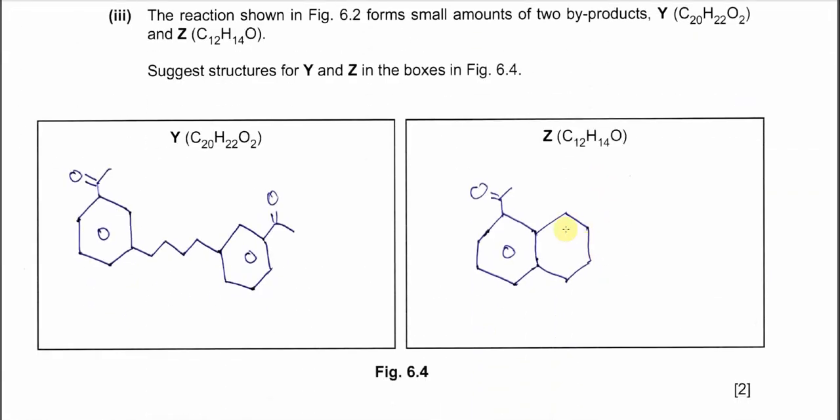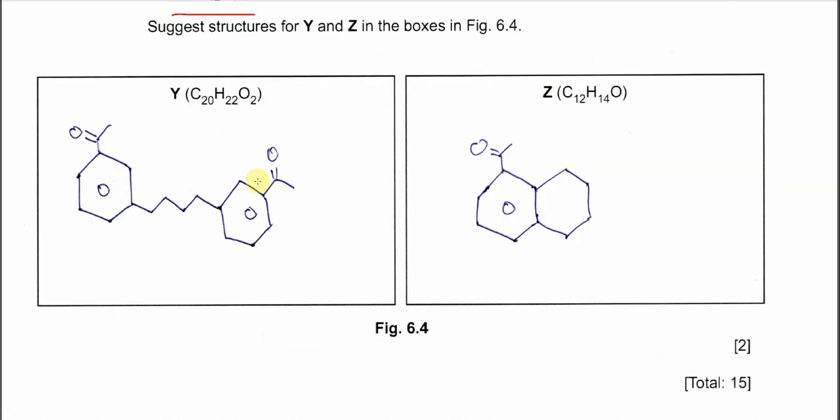Okay, part 3. The reaction shown in Figure 6.2 forms small amounts of 2 byproducts, Y and Z. For this one you need to compare the molecular formula to see what is going to form. So let's start with Y. How to get this Y? This is the answer in the marking scheme.